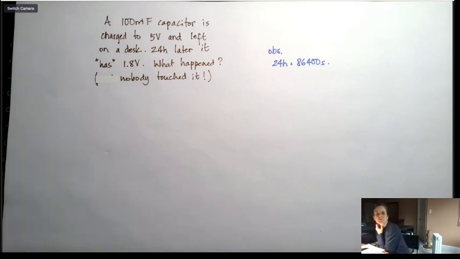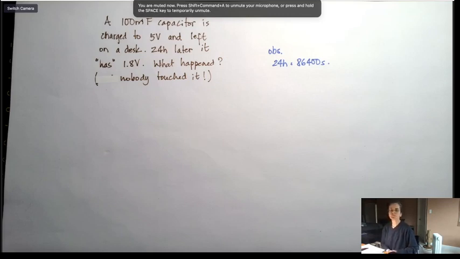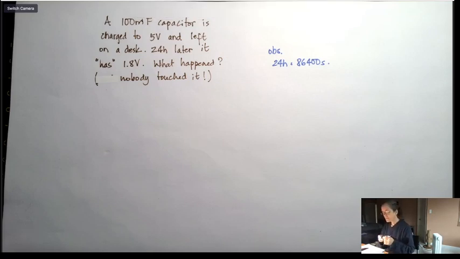So this was a similar problem to homework 8, maybe question 9. There was a capacitor that's charged. In there, I do say that there is a leakage current, resistance. But here it's a trickier problem. There's a 100 millifarad capacitor, which is 0.1, and it's charged to 5 volts and then left on a desk.